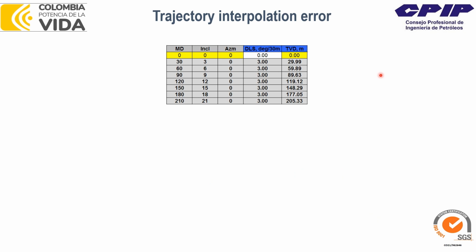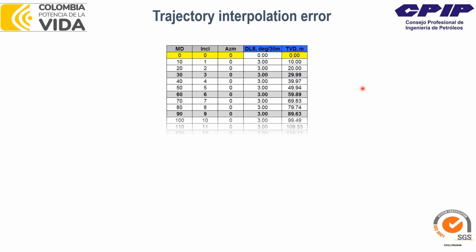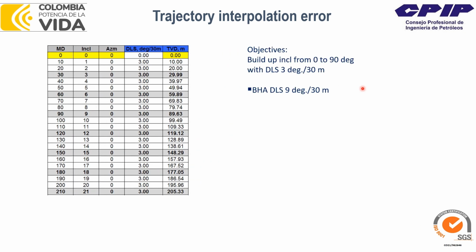Let's do a little exercise to estimate how much impact this trajectory interpolation error can have on our horizontal well. For example, imagine that you have to drill a horizontal well. It's a purely theoretical exercise. Build up the inclination equally from 0 to 90 degrees with a constant dogleg of 3 degrees per 30 meters. And imagine your BHA, which is close to the real case, gives you 9 degrees per 30 meters in dogleg.